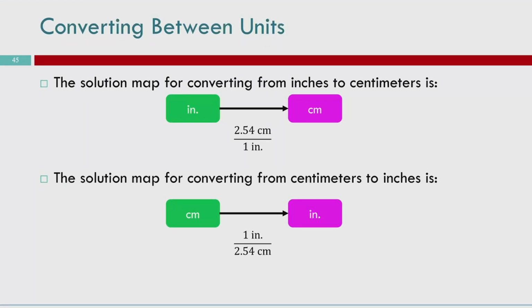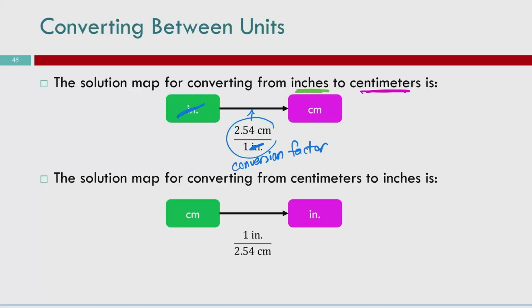So as an example, a solution map for one step for converting from inches to centimeters. We would write out inches on the left, centimeters on the right. We can do this in one step. This is our conversion factor. So we've set it up from inches to centimeters. Our conversion factor has inches on the bottom, so that'll cancel out with the inches that we started with. The centimeters is on the top, and so that will be our final answer.